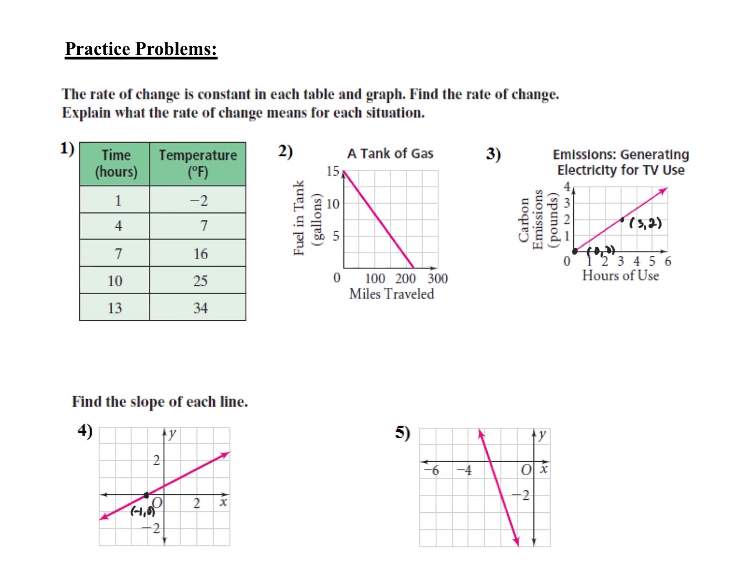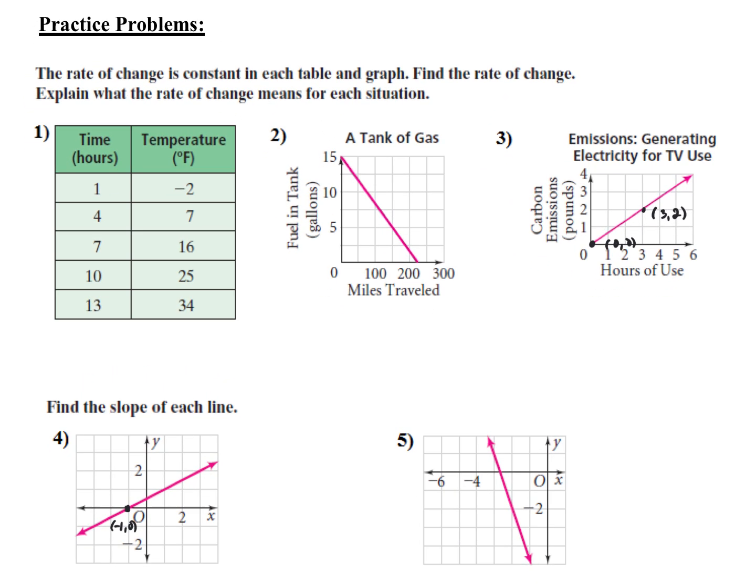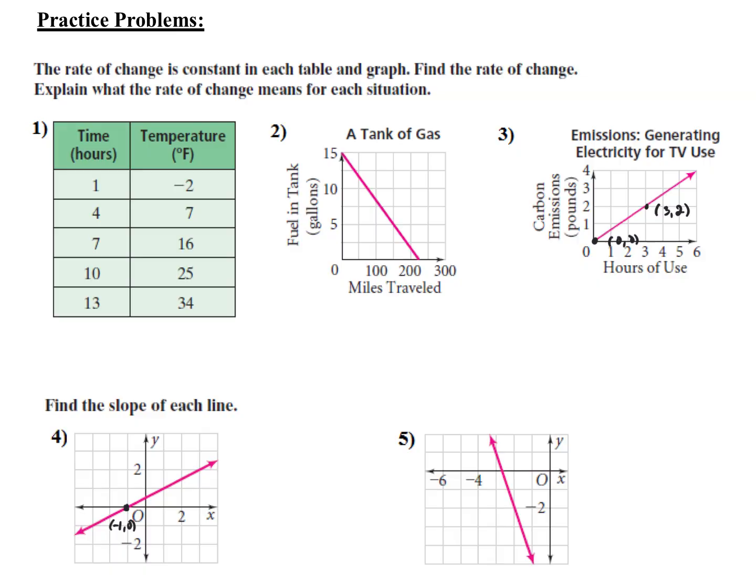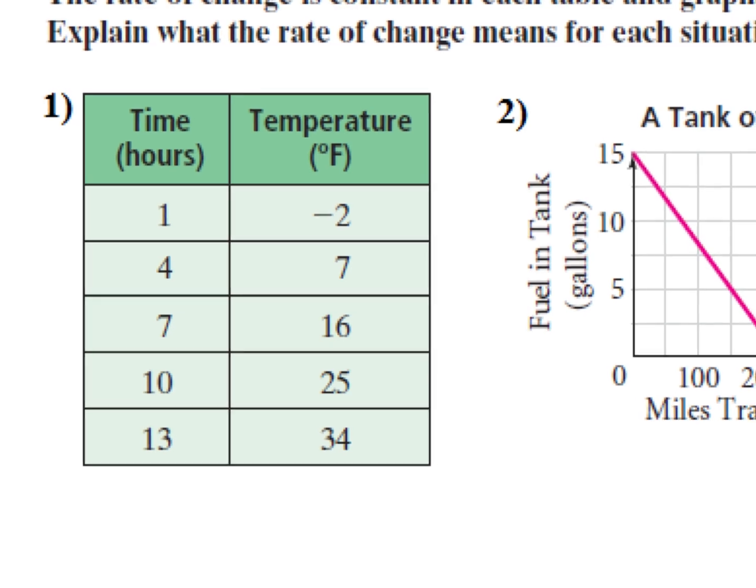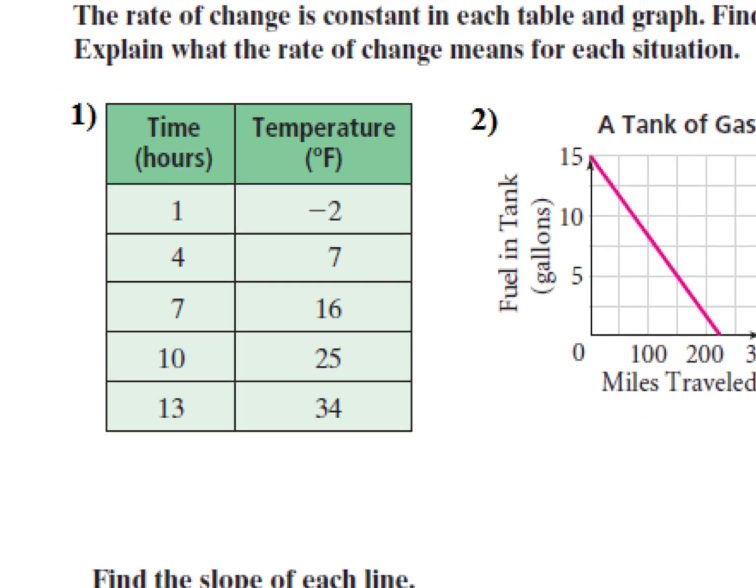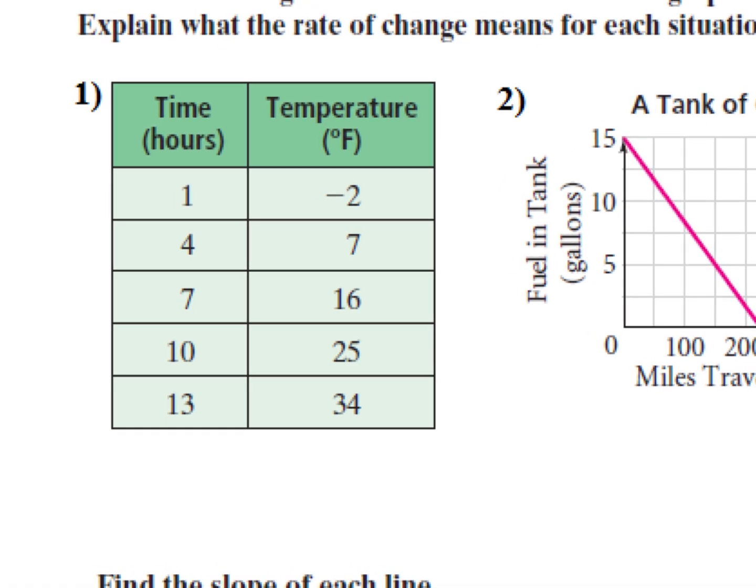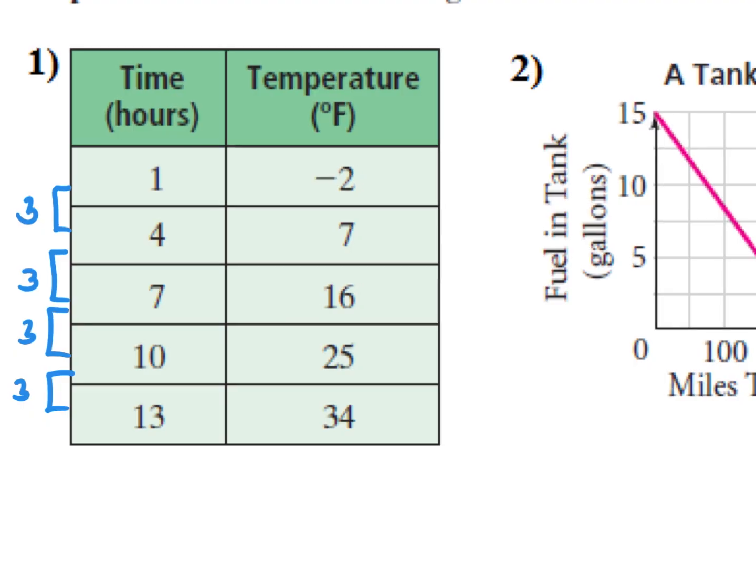Okay, so let's look at these practice problems. The rate of change is constant in each table and graph. Find the rate of change and explain what the rate of change means for each situation. Okay, number one. In our x value, we have the time, and next is the temperature. Let's look at the change in the intervals first. For the x, that's the time. From 1 to 4, it's a 3-hour difference. 4 to 7 is a 3-hour difference. 7 to 10 is 3, and 10 to 13 is still 3, so they have equal intervals, which is 3.